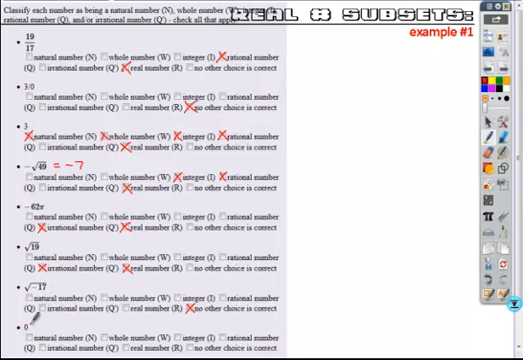And then finally, 0, the most specific category for 0 is a whole number. Therefore, it's also an integer, a rational number, and a real number.